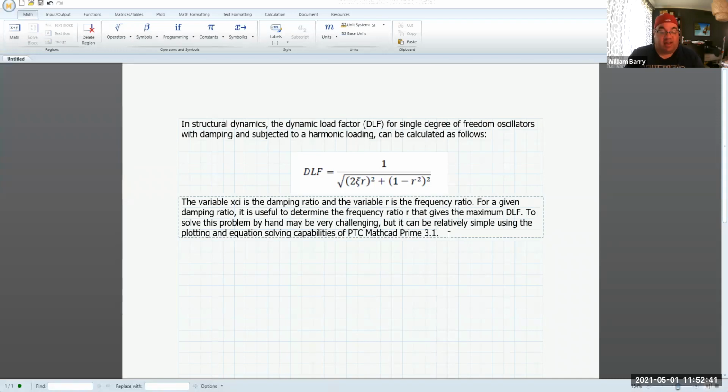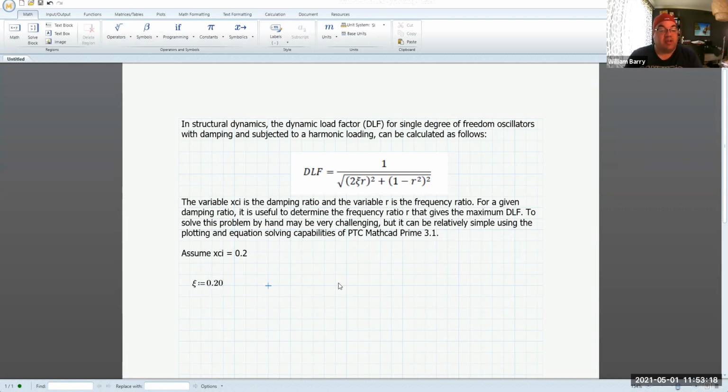So what we're going to do in Mathcad is, let's assume we have an xc value of 0.2. So that's 20% of critical damping. And really the structural dynamics background is not really necessary. What we really want to focus on is this equation and how we can plot it and how we can solve it. So we're going to assume that xc is constant at 0.2. So I will just define our variable xc to be 0.20.